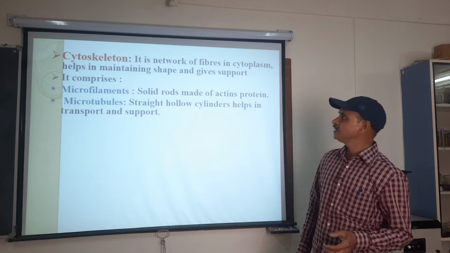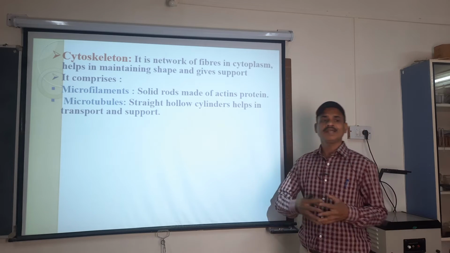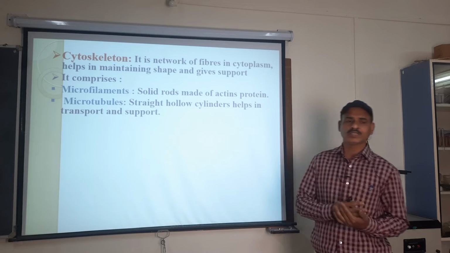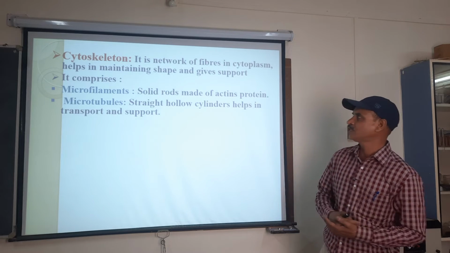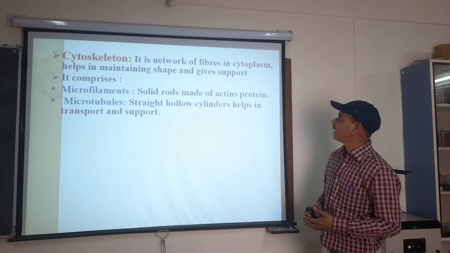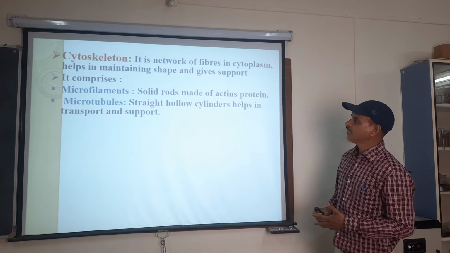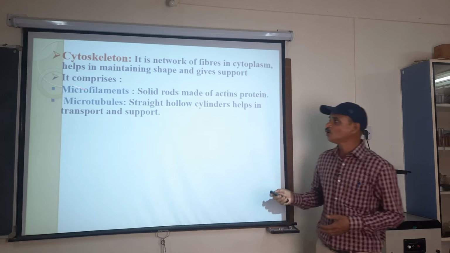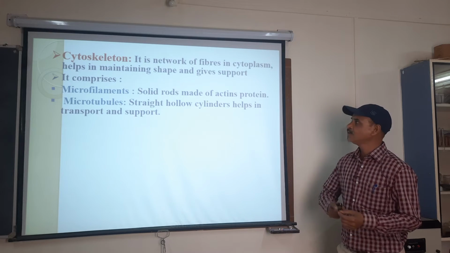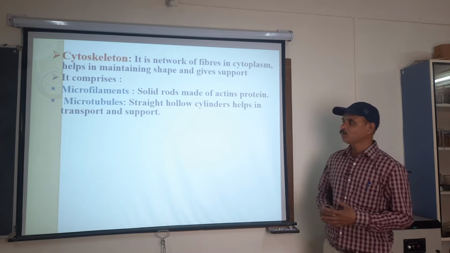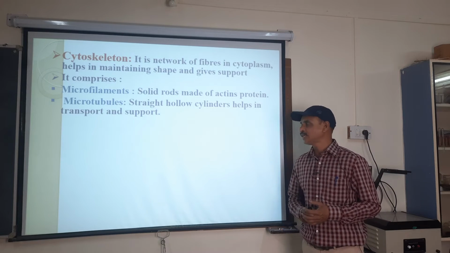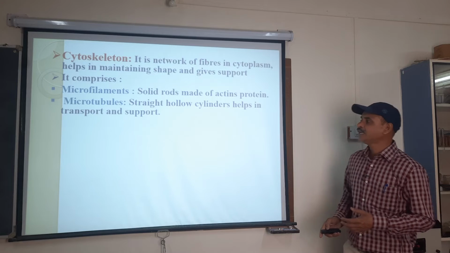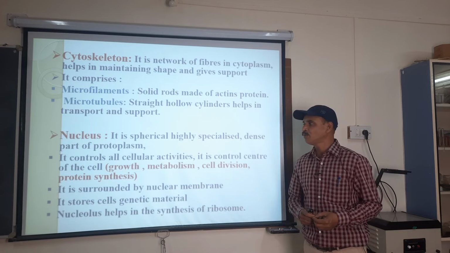Next organelle is the cytoskeleton. The skeletal structure which is present within the cell is known as the cytoskeleton. Skeleton means the supportive structure. It is a network of fibers in the cytoplasm which helps in maintaining shape and gives support. It consists of microfilaments, which are solid rod-like and made up of actin protein. Then microtubules are there. These microtubules are straight, hollow, cylindrical, and help in transport and support.